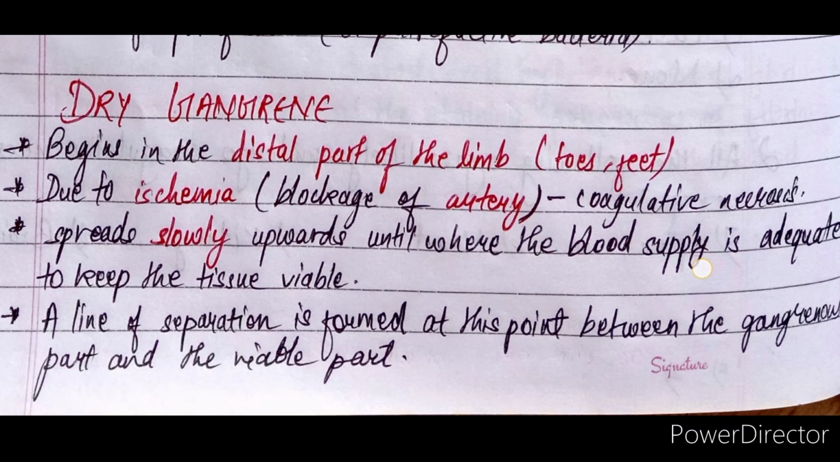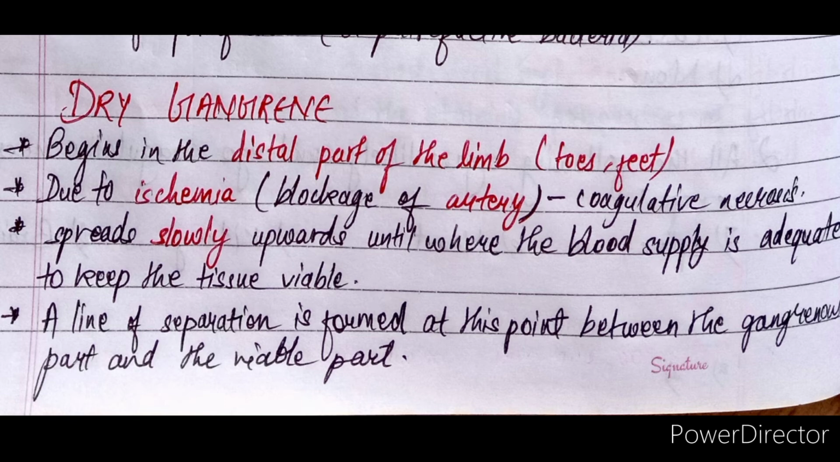Now let's see dry gangrene. It generally begins in the distal part of the limb, that is toes and feet, and due to ischemia, that is blockage or obstruction in the artery, there is less blood and it results in coagulative necrosis. Dry gangrene spreads slowly upwards until where the blood supply is adequate to keep the tissue viable. That is, dry gangrene spreads slowly in comparison to wet gangrene, which spreads very fast.